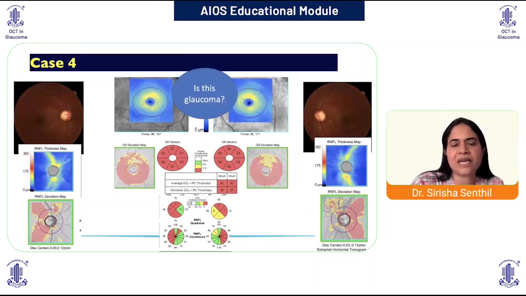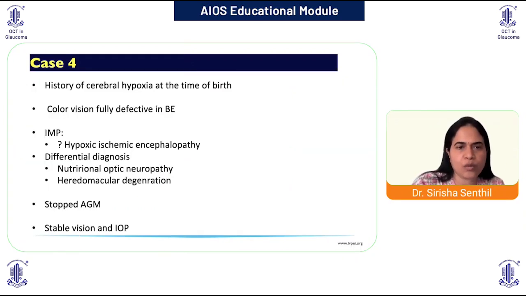Clinically, by looking at this, as well as by looking at the OCT picture, we know that this is not glaucoma. So this patient, on asking the relevant history, actually gave a history of premature birth with cerebral hypoxia, possibly having a hypoxic ischemic encephalopathy. Other differentials that one needs to remember, obviously this will be a neurological cause and not a glaucomatous change, but we need to rule out the other conditions as well. So she was stopped on anti-glaucoma medications and the vision and her intraocular pressure remained stable.